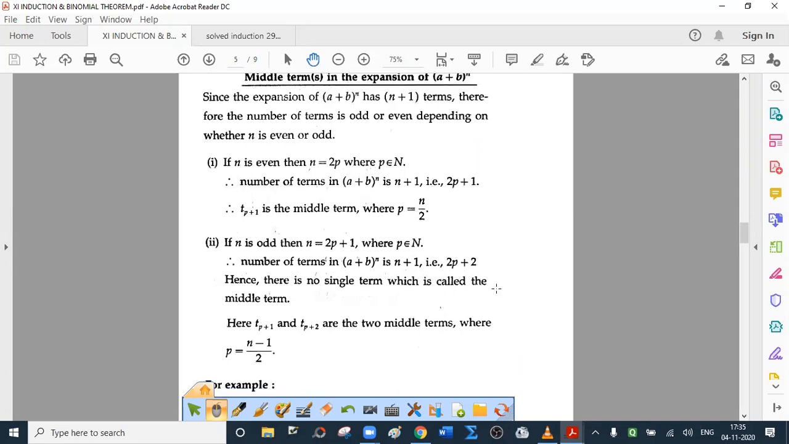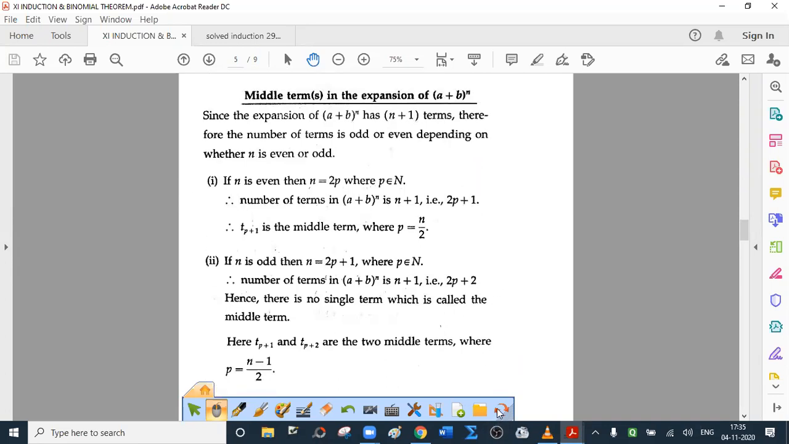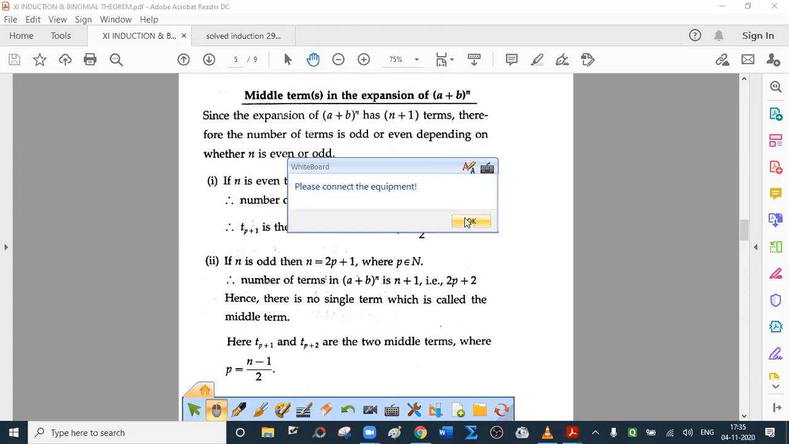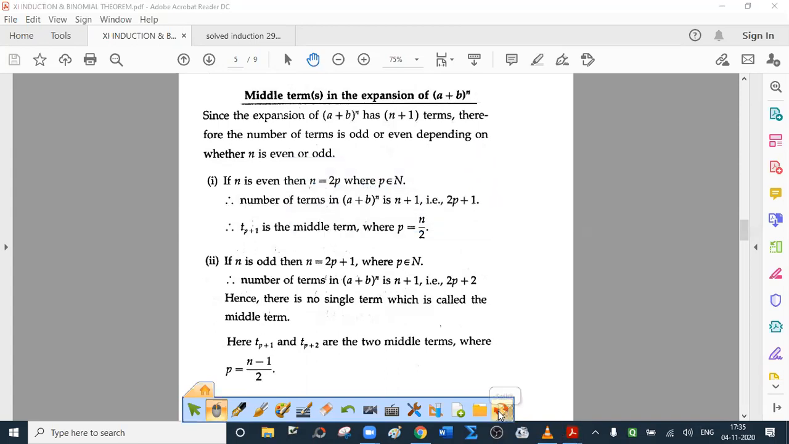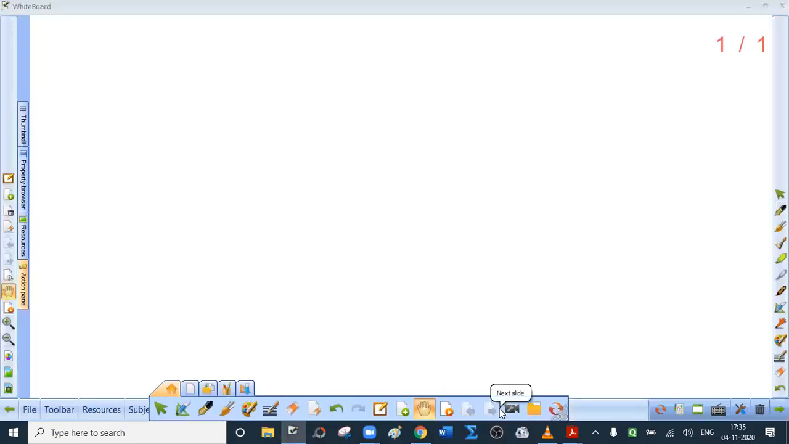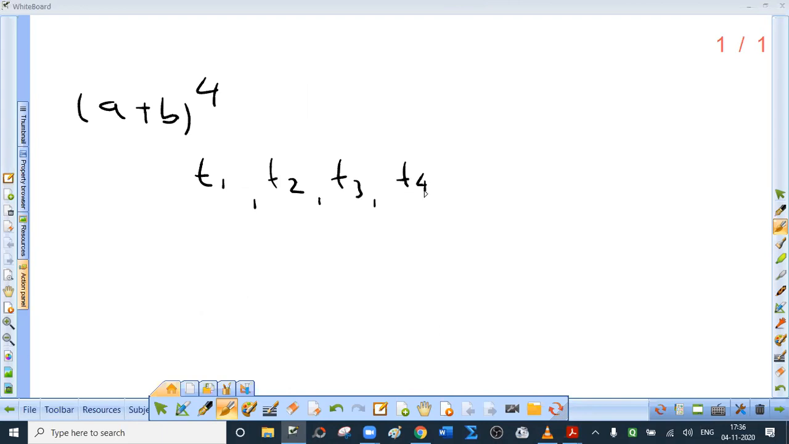Okay. Now the next part is again interesting. That is the middle term or middle terms in the expansion. See, the logic is simple. Suppose the index is 4, (a + b)^4. Then how many terms are there in the expansion? 5. T1, T2, T3, T4, T5. Now which term is the middle term? T3 is the middle term. The third term is the middle term.